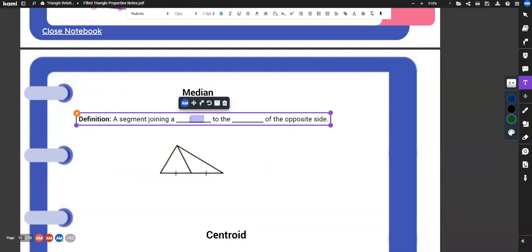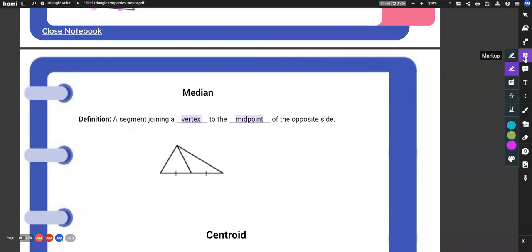Okay, so our next part is going to be medians and centroids. So the definition of a median is a segment joining a vertex to the midpoint of the opposite side. So we're going across. And I'm going to go ahead and highlight these words by highlighting it and then selecting the background color. And I just picked a very light background color. So again, anytime we see congruence tick marks, we should go ahead and notate them.